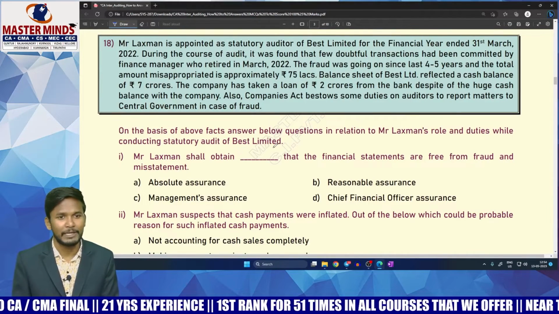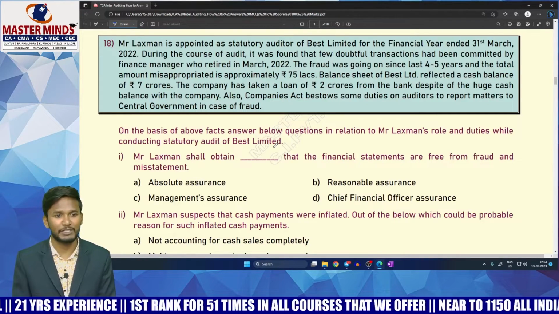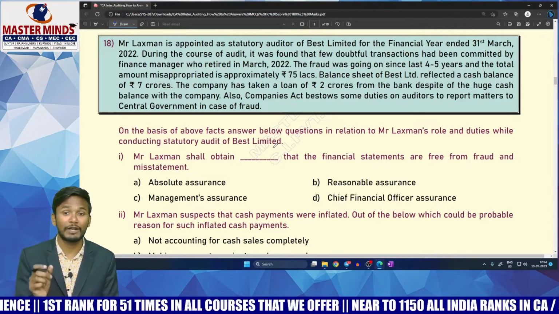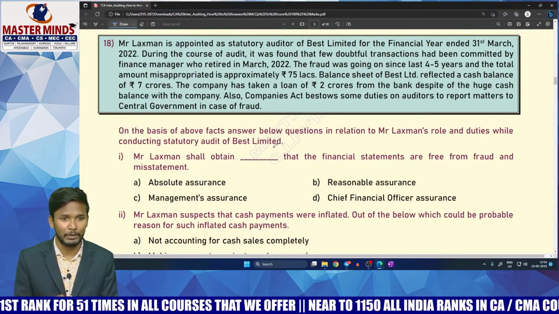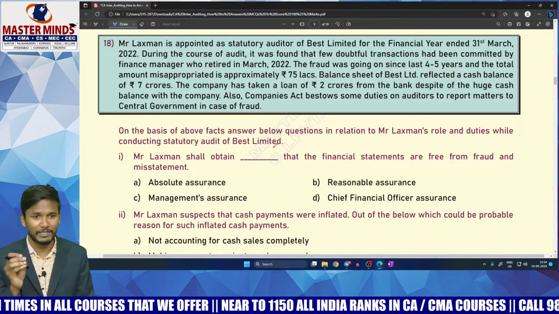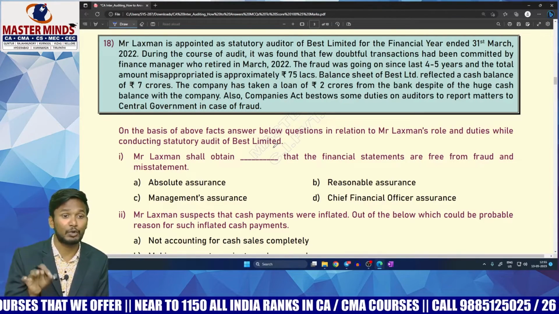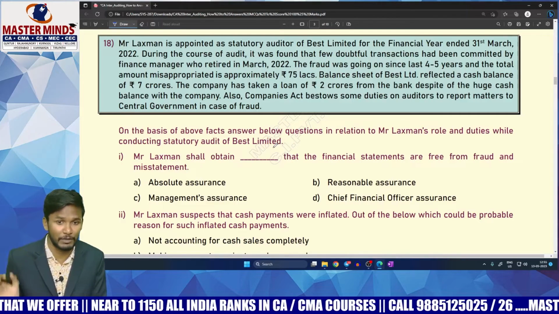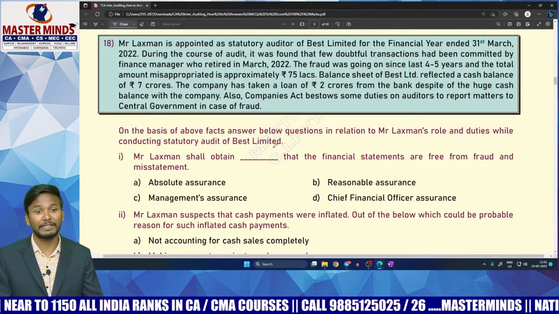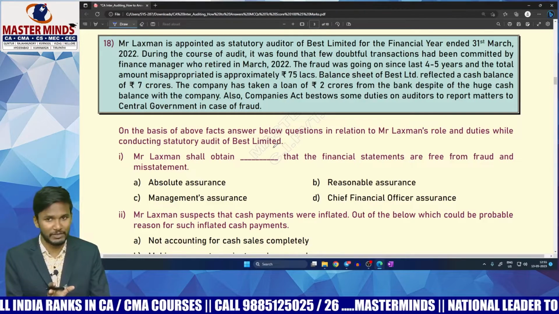Mr. Lakshman is appointed as a statutory auditor of Best Limited for the financial year ended 31st of March 2022. During the course of audit, it was found that a few doubtful transactions had been committed by the finance manager who retired in March 22. Means there are some doubtful transactions being carried out by the finance manager who retired. The fraud was going on since the last 4 to 5 years and the total amount misappropriated is approximately 75 lakh rupees. Okay. From the last 5 years it's going on. The balance sheet of Best Limited reflected a cash balance of 7 crores. They're telling there is a huge cash of how much? 7 crores.